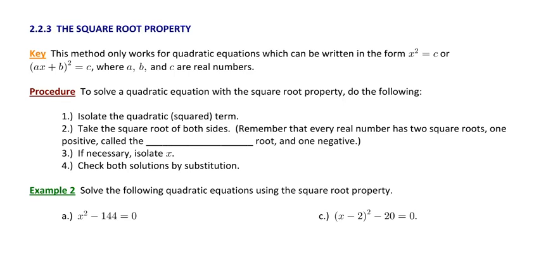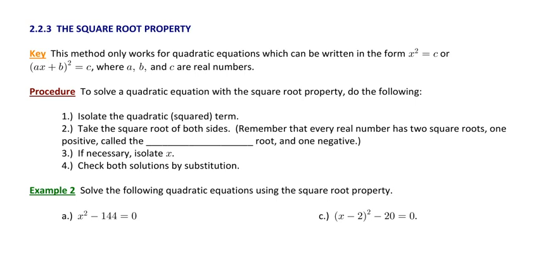The second method for solving a quadratic equation is called the square root property. This method only works for quadratic equations in a specific form. If it can be written x squared equals c, or the quantity ax plus b squared equals c, where a, b, and c are real numbers, then we can solve it with the square root property.